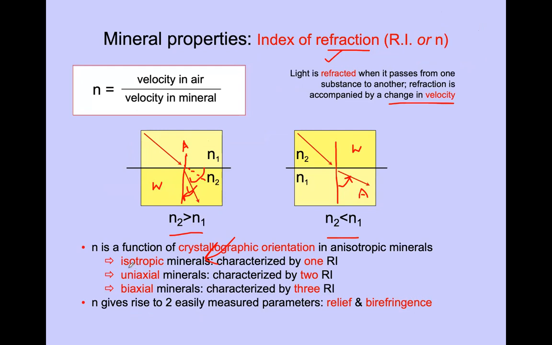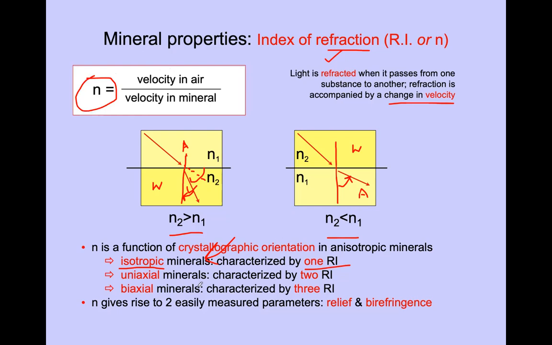Isotropic minerals, like garnet, which cannot reorient the light, will have one refractive index all the way around, in any direction. If the light passes through that mineral, it will go at a single angle change. No multiple refraction is taking place, so there will be only one refractive index. Refractive index is determined by the change of velocities.